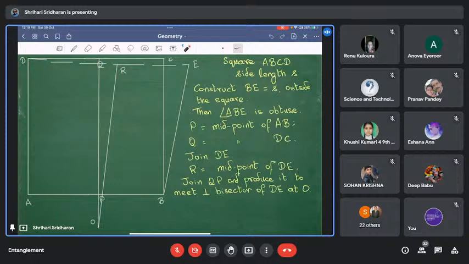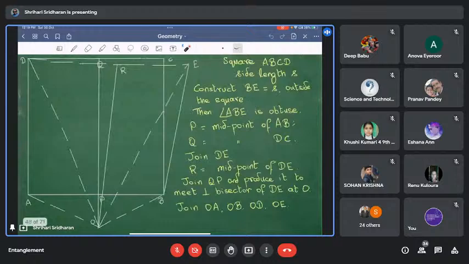Now, we have not been extremely good at placing points, and so when we come to that time, I'll discuss whether we want O to be inside the square, on the square, outside the square, etc. But to start with, let's have this. We join the line segment QP and produce QP to meet the perpendicular bisector of DE at O. I'll join a few more sides here: OA, OB, OD and OE.